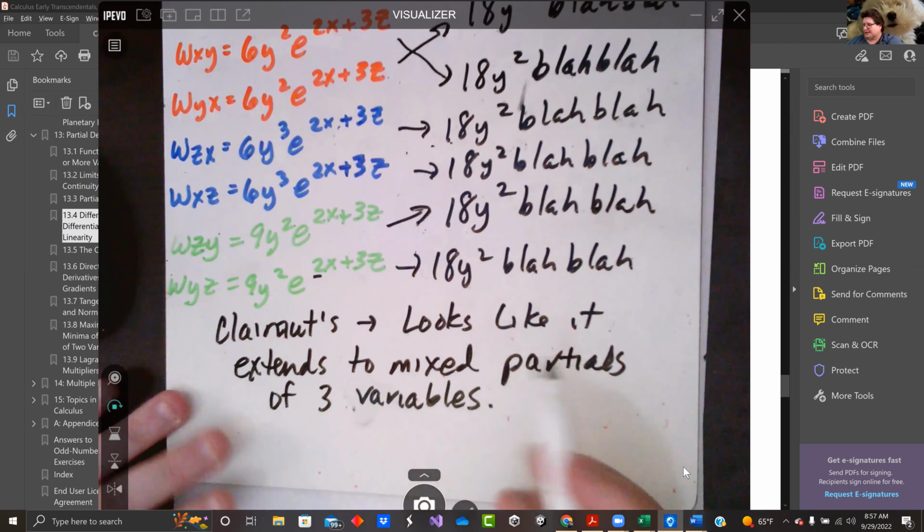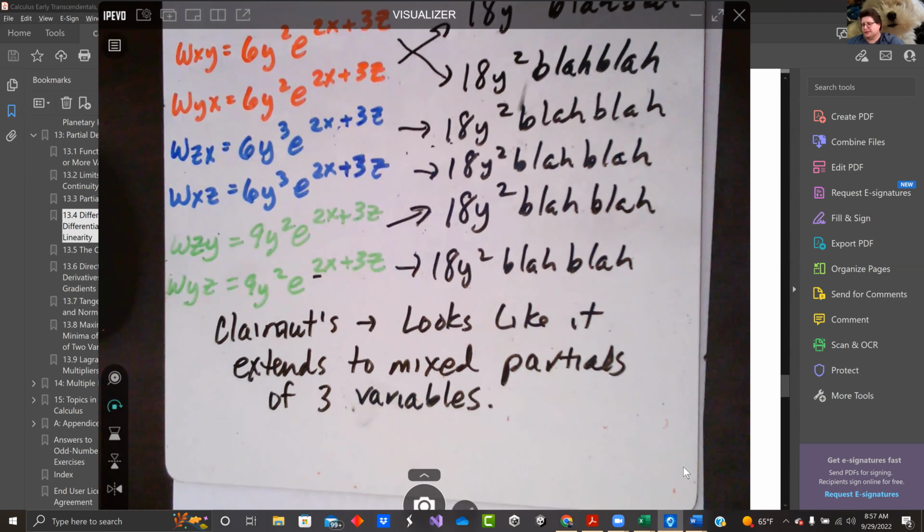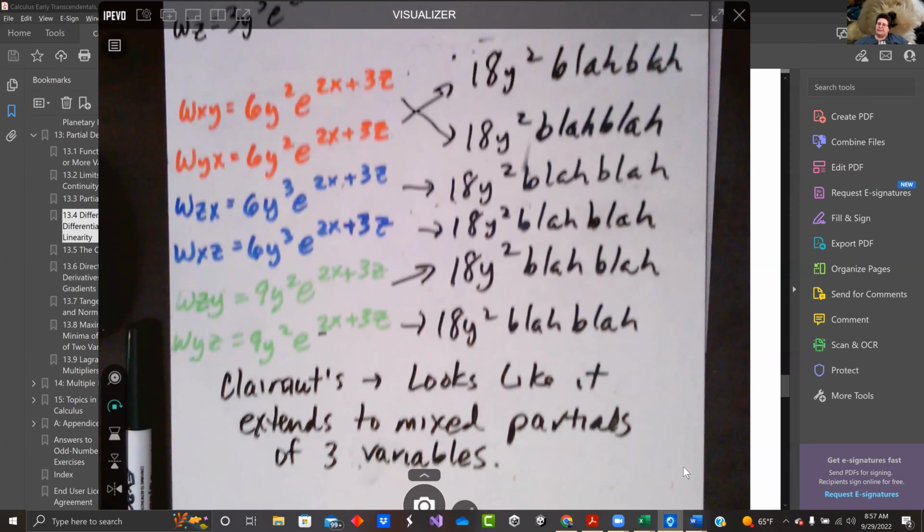But that might only be this equation. I'll have to go look it up and see if Clairaut's extends across multivariables above 2 and 3 and beyond. So it looks like it matches, and there's your use of the blah blah in the very next lecture.